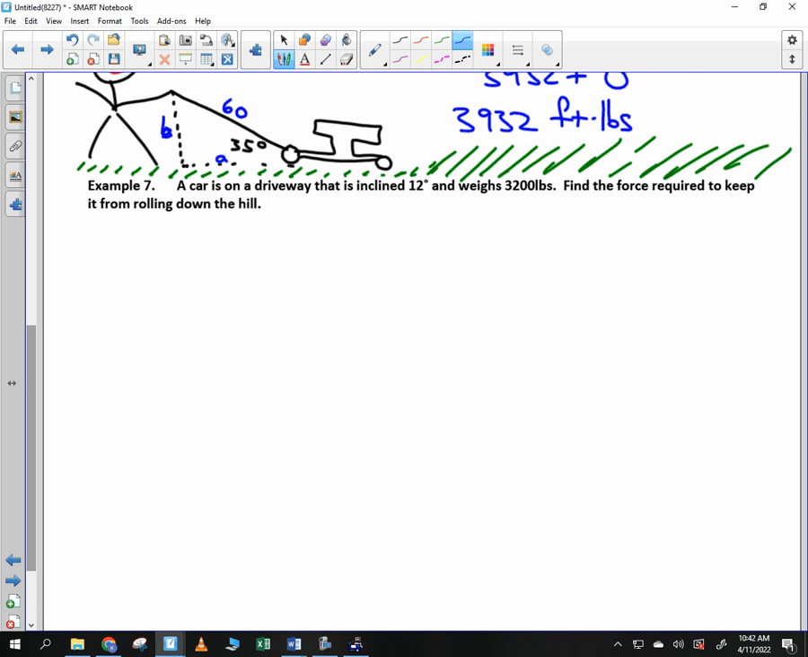What's that? Yeah, we're gonna draw another picture because it's fun. It's fun.